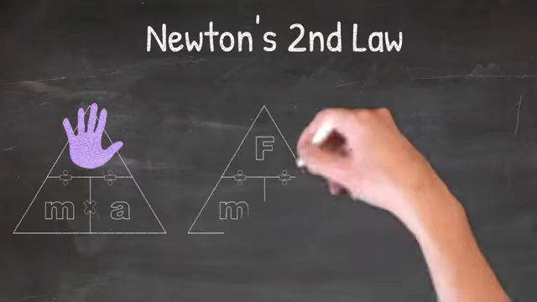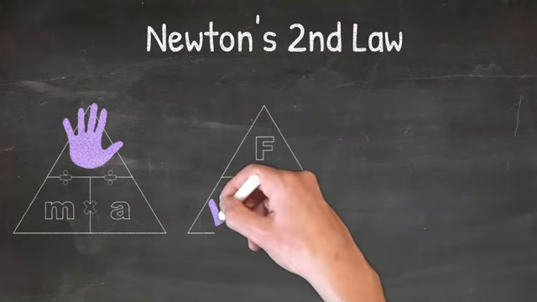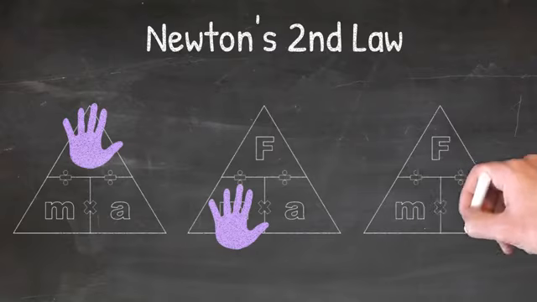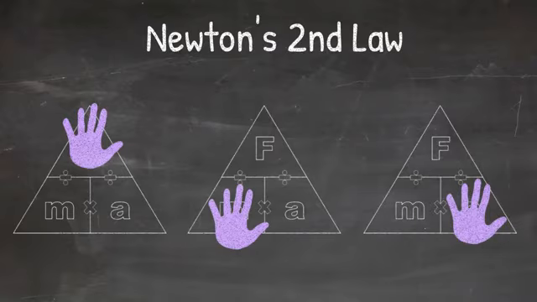If I'm going to solve for the mass, I cover up the m, and the triangle tells me to do force divided by acceleration. I know this because the variable F is on top of the variable a. And finally, if I'm solving for acceleration, I'll cover up the letter a, and the triangle tells me to divide force divided by mass. I know this because the variable F is on the top of the variable m.